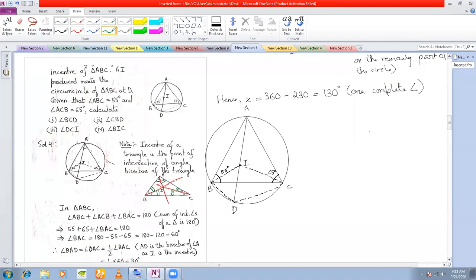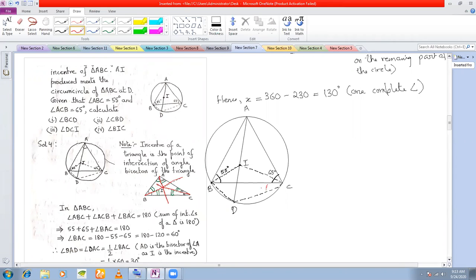The first question is, how to these angles are given to you, 55, 65. Okay. The first question is how to find out angle BCD. And which one is angle BCD? Your angle BCD here is this angle, this red one. How to find out this angle?